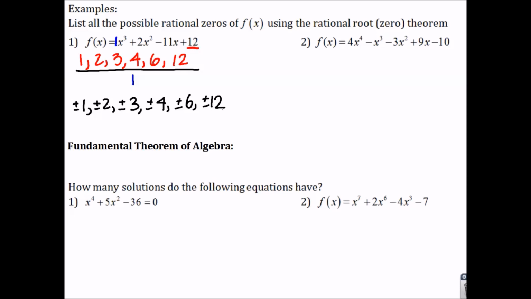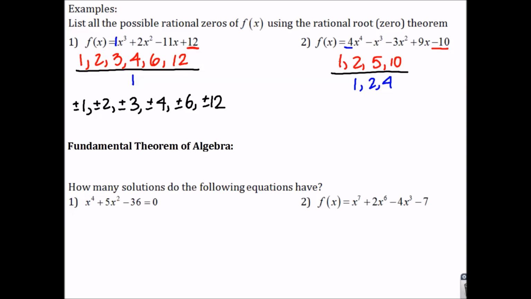So let's take a look at another example. Our constant is -10. So the factors of 10 are 1, 2, 5, and 10. Our leading coefficient is 4. So all the factors of 4 are 1, 2, and 4. So this one's going to be a little bit more complicated. We need to divide each of the factors of the constant by each of the factors of the leading coefficient.